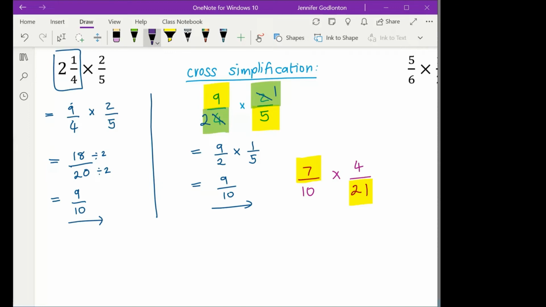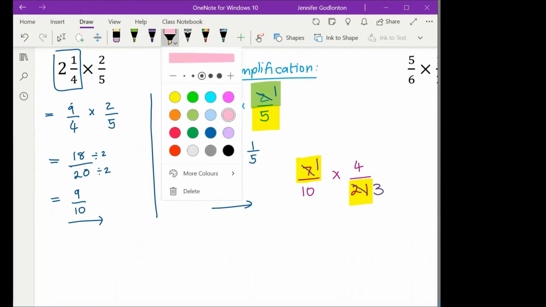7. Good, 7. Well done. Nice job, guys. So 7 can go into itself one time, and 7 can go into 21 3 times. So we can do a cross simplification. Excellent, guys. You're doing so well today.